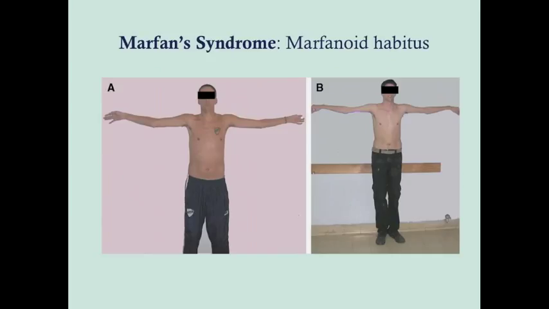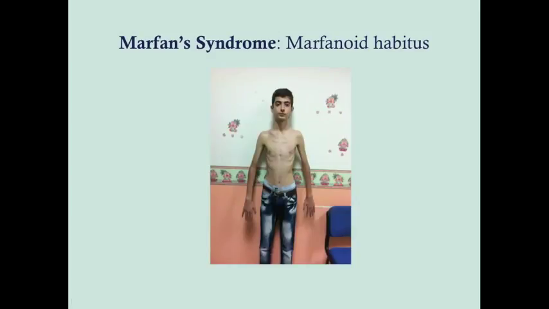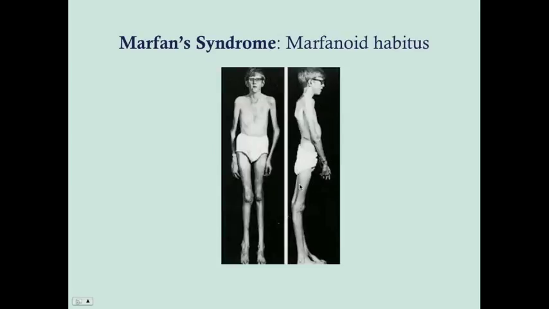This is the classic Marfanoid habitus, the long legs, long arms, and the arm span is going to be, in many cases, taller than the height, but that can vary. Again, here you see the lanky, tall patient. So long legs, long arms. You also see the pectus deformity here. And these patients also tend to be very thin too, but not all of them. This is a very obvious case of Marfan syndrome.